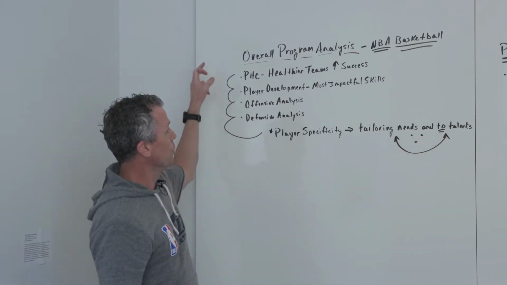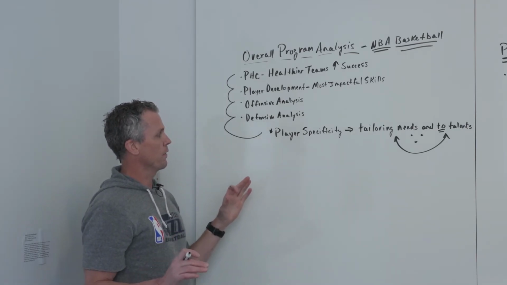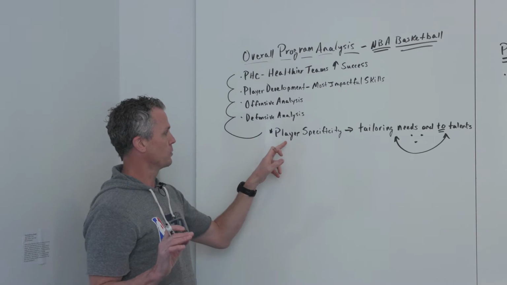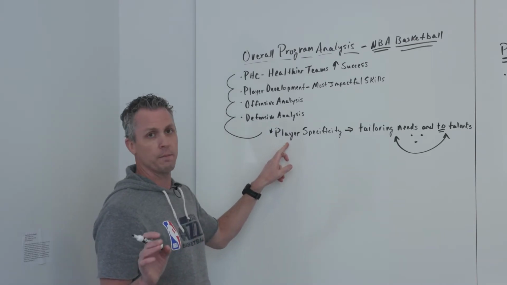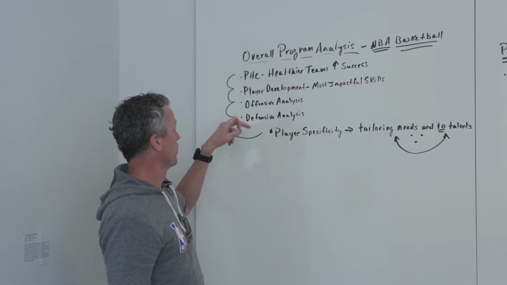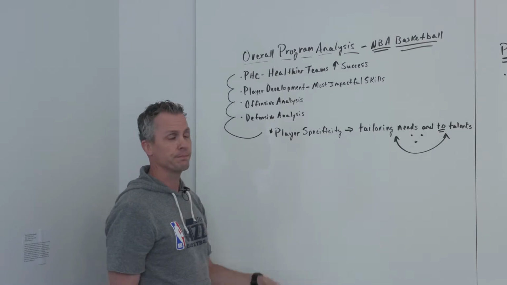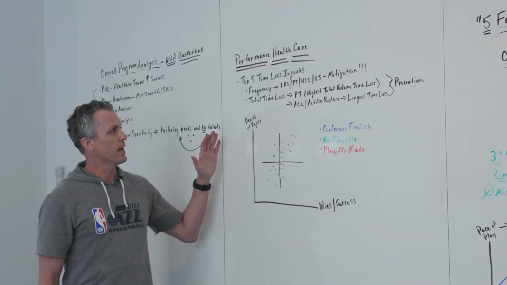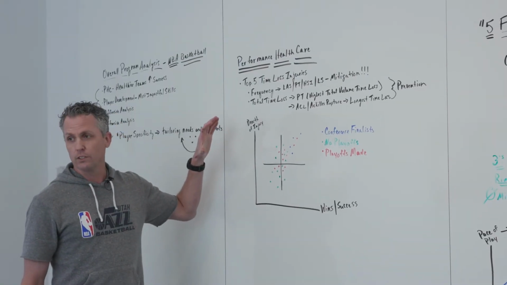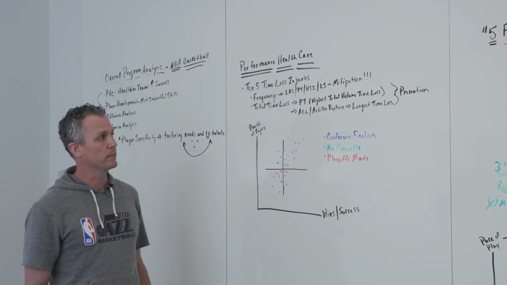So as an overall construct of the program analysis, it's very important that we utilize what we have in terms of our player personnel and tailor the needs for our program based on the kind of personnel that we have. The first aspect of our program analysis that we want to address is the performance healthcare aspect.